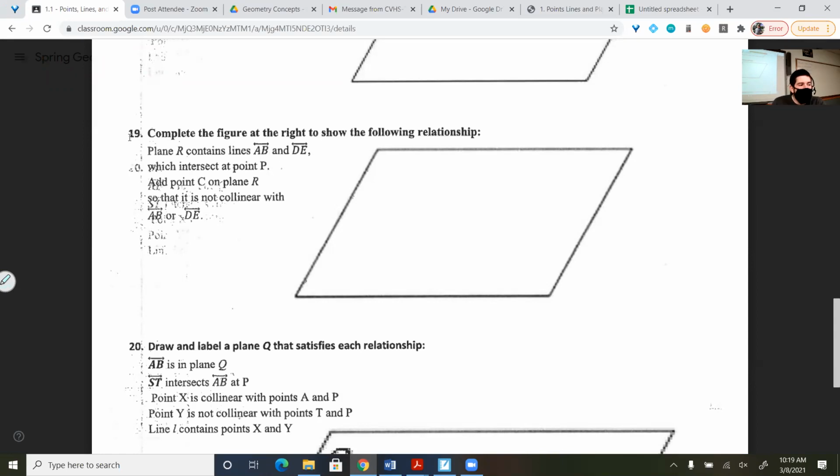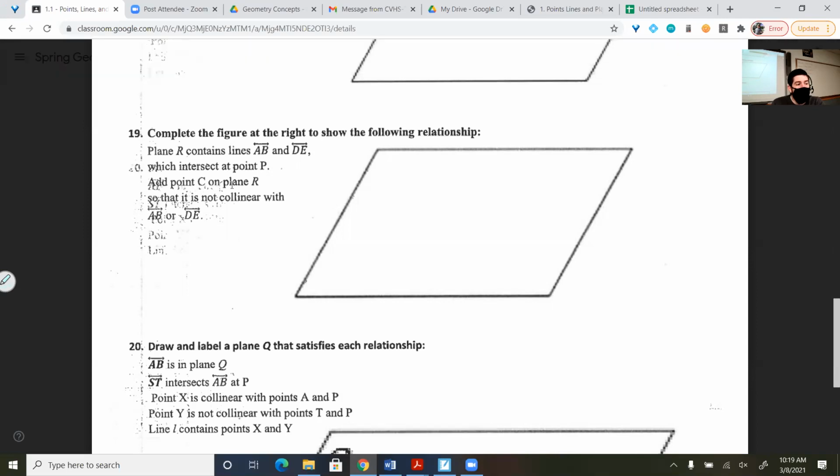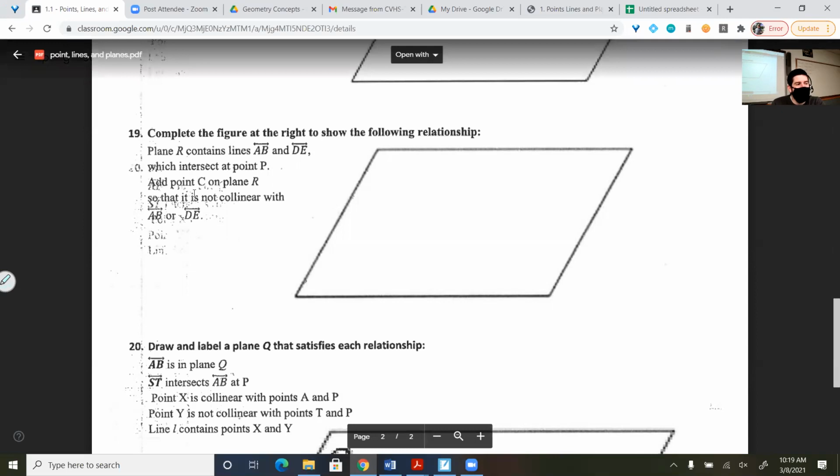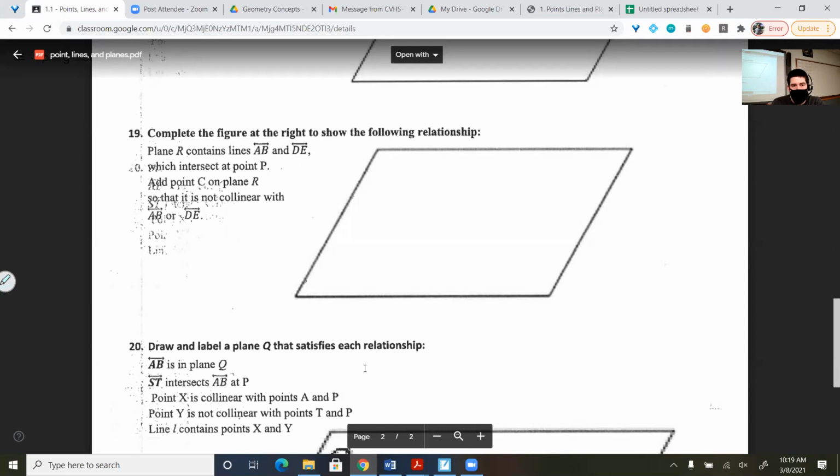Now those two lines are going to intersect at point P. So you want to kind of start with point P and then show the intersection. Then you're going to add a point C on plane R. But you want to make sure that it is not collinear with either line.